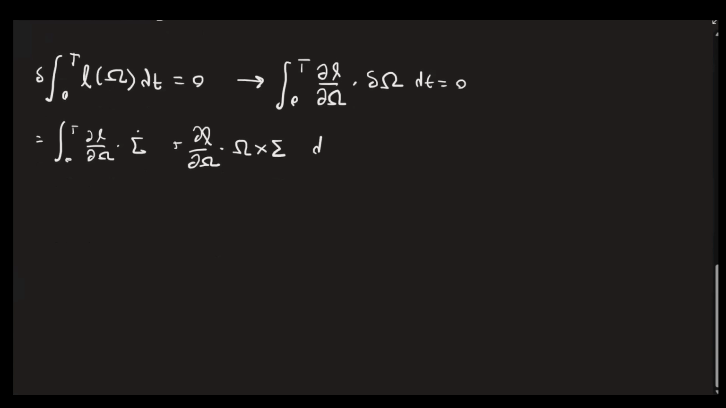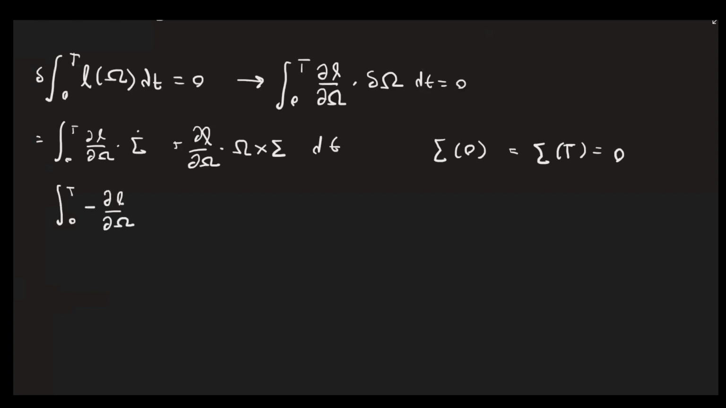Then with the first term, we'll do the usual integration by parts, and we're going to assume that sigma of 0 and sigma of t, just like in the usual case, are 0. So that when we integrate by parts, we have the integral from 0 to t of negative d/dt of dL/d omega dot sigma. And then this term is a vector triple product, and there's an identity that u dot v cross w equals w dot u cross v. Basically, you can just scoot everything over to the side by one, and you'll get the same thing.